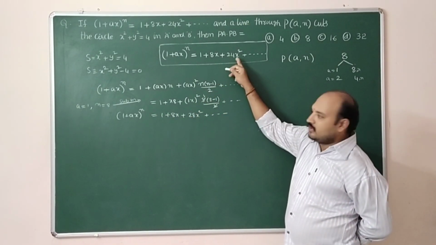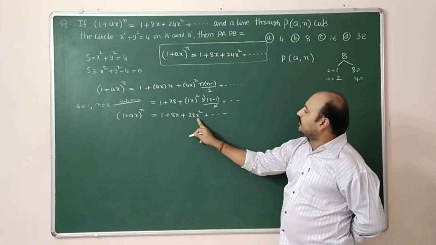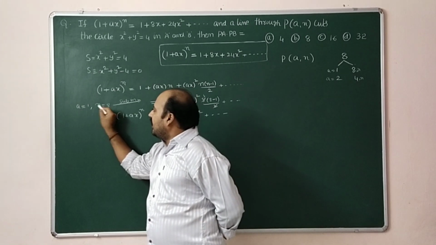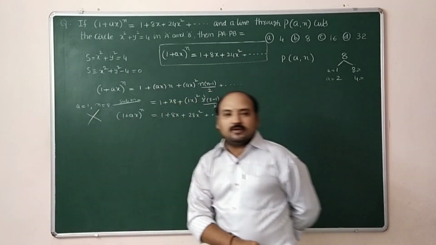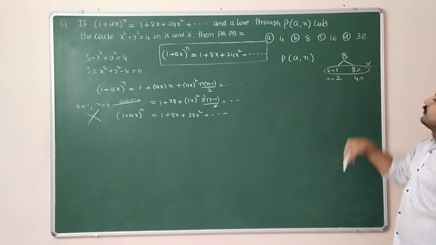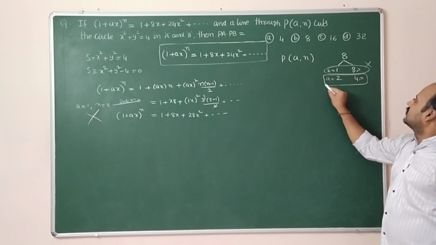Is it equal to this one? First two terms are okay. What about the third term? Here 28x square is there, here 24x square is there. So a is equal to 1, n is equal to 8 is not a correct pair. So this pair is not possible. What is the other alternative? Go for the another possibility.